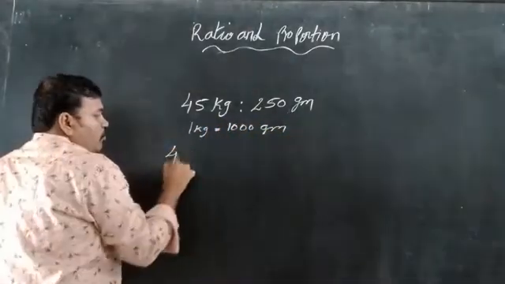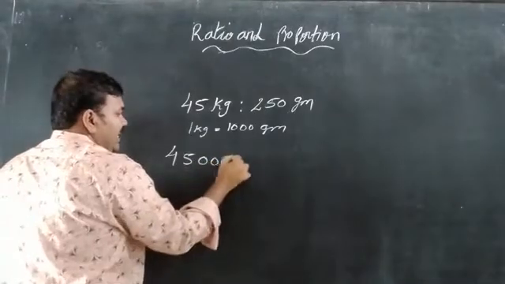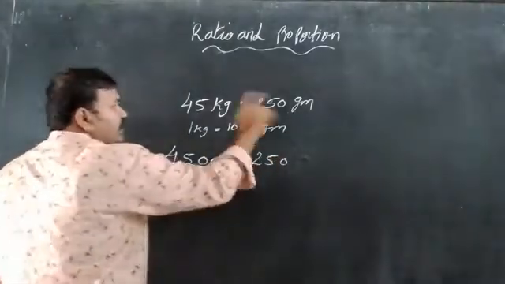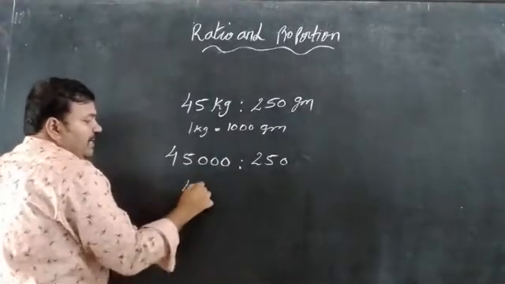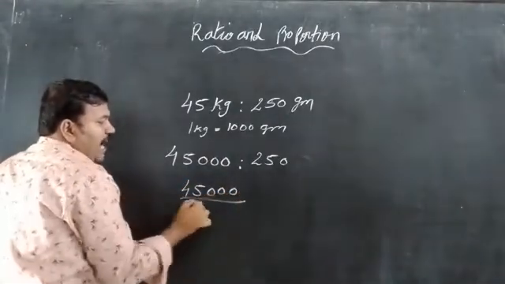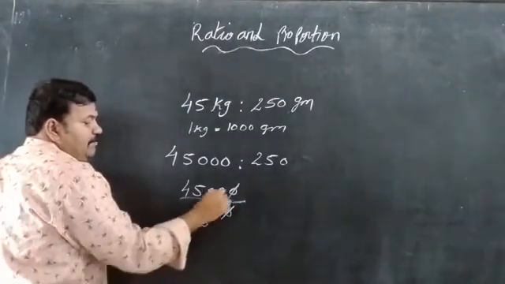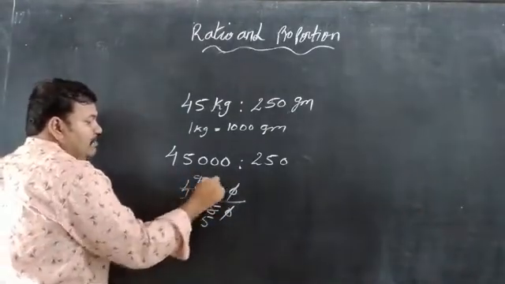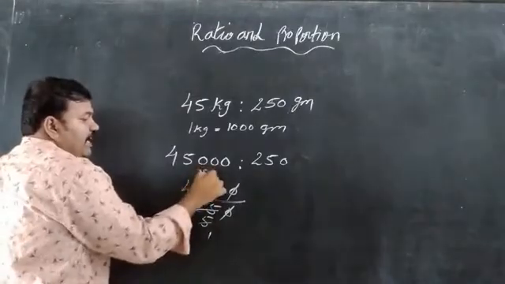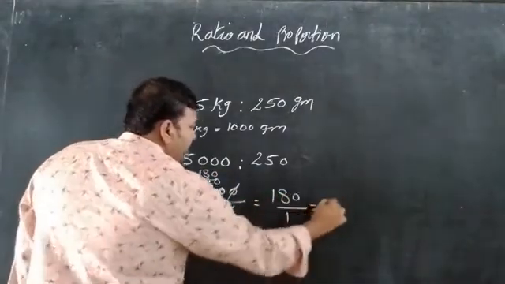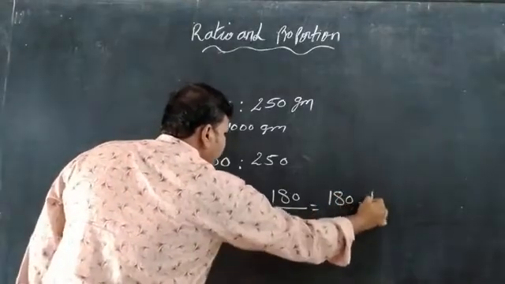So it is 45,000 is to 250 grams. Both are changed to grams. Now we have to do the cancellation. 45,000 by 250, cancel the zeros. 5 fives are 25, 5 nines are 45. Again, 5 ones are 5, 5 eighteens are 90. So this is 180 by 1, which is equal to 180 is to 1.